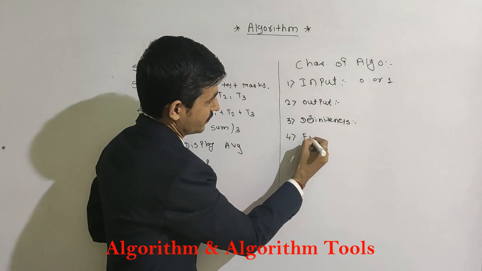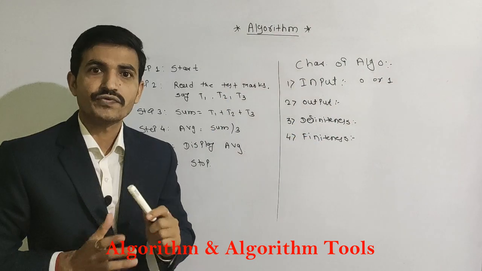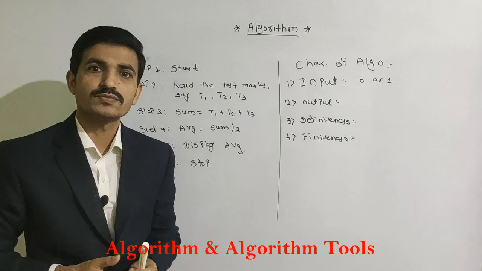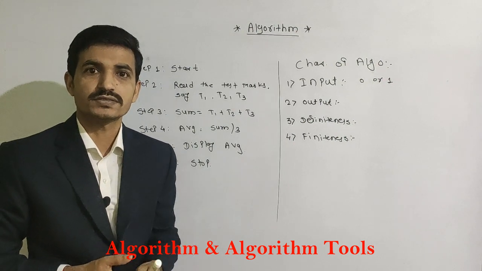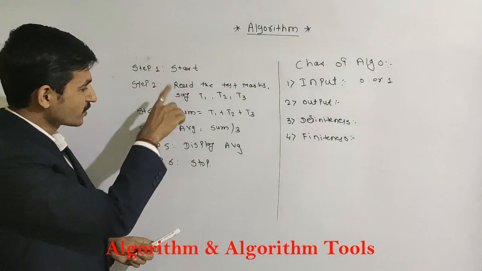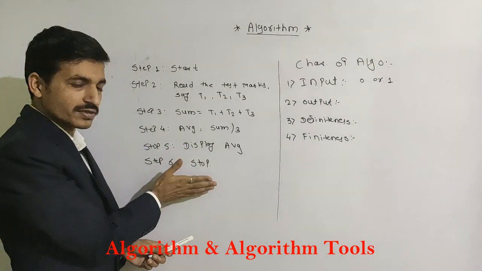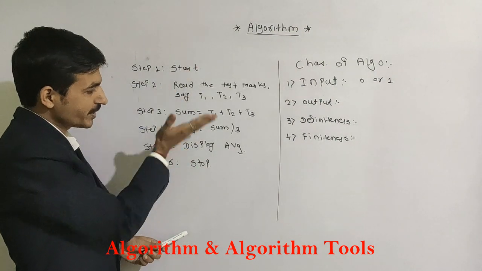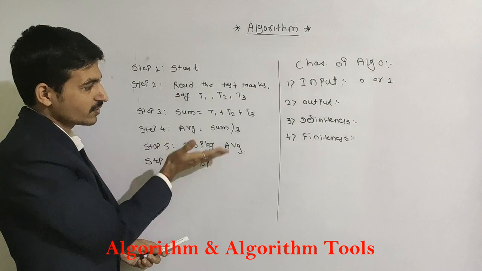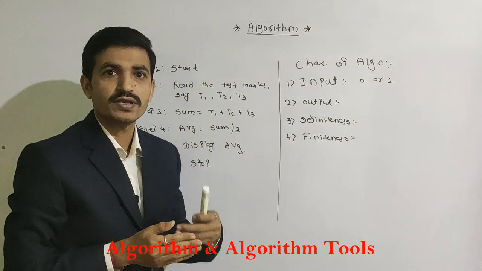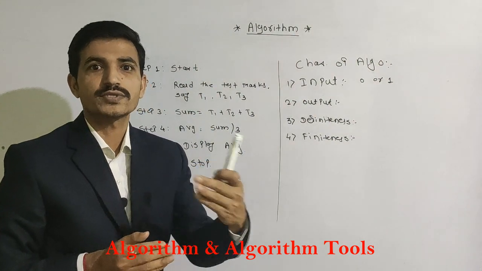Next one is finiteness. The finiteness means the algorithm should terminate after certain steps. So looking at this algorithm, after step number 5, the algorithm ends. So there should be finiteness in the algorithm. It should be terminated after the execution of certain steps.